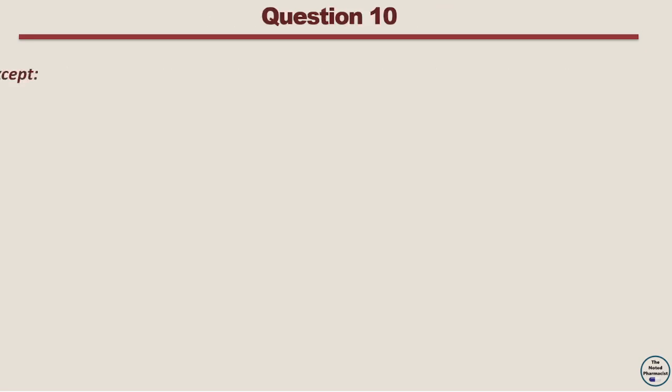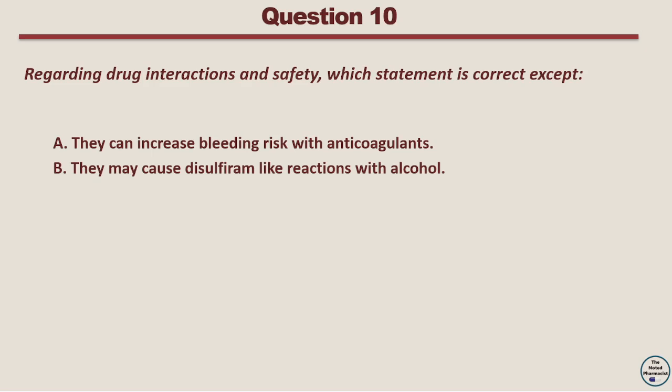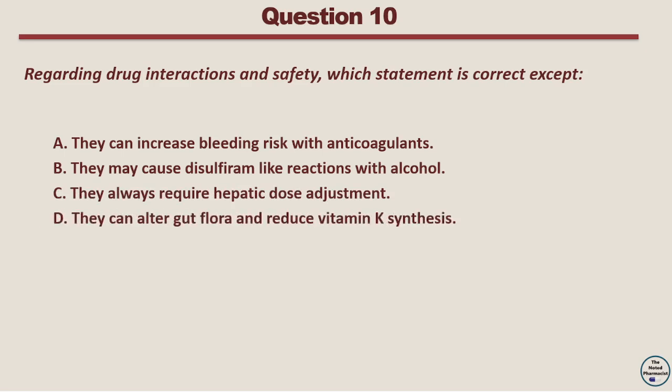Question 10. Regarding drug interactions and safety, which statement is correct except? Option A. Can increase bleeding risk with anticoagulants. Option B. May cause disulfiram-like reactions with alcohol. Option C. Always require hepatic dose adjustment. Option D. Can reduce vitamin K synthesis. Option E. May interact with nephrotoxic drugs.